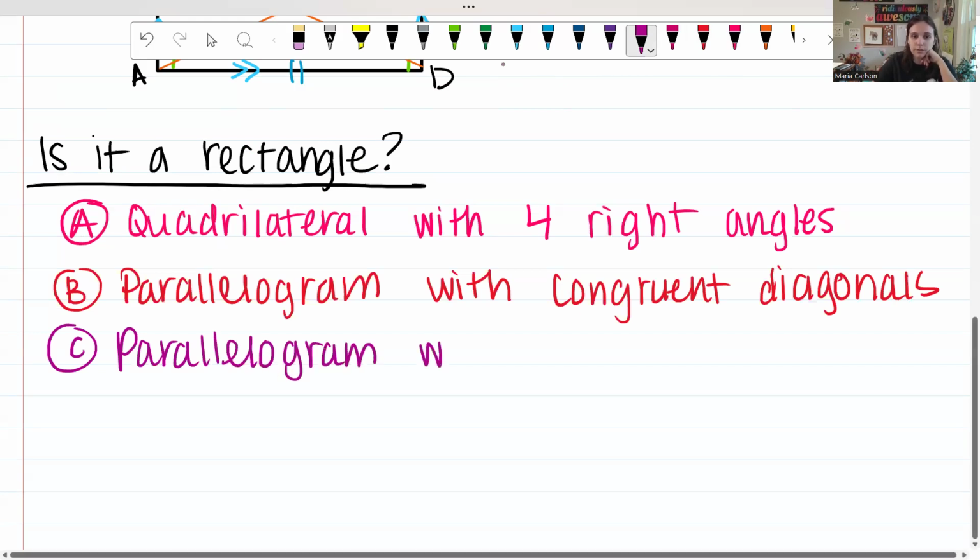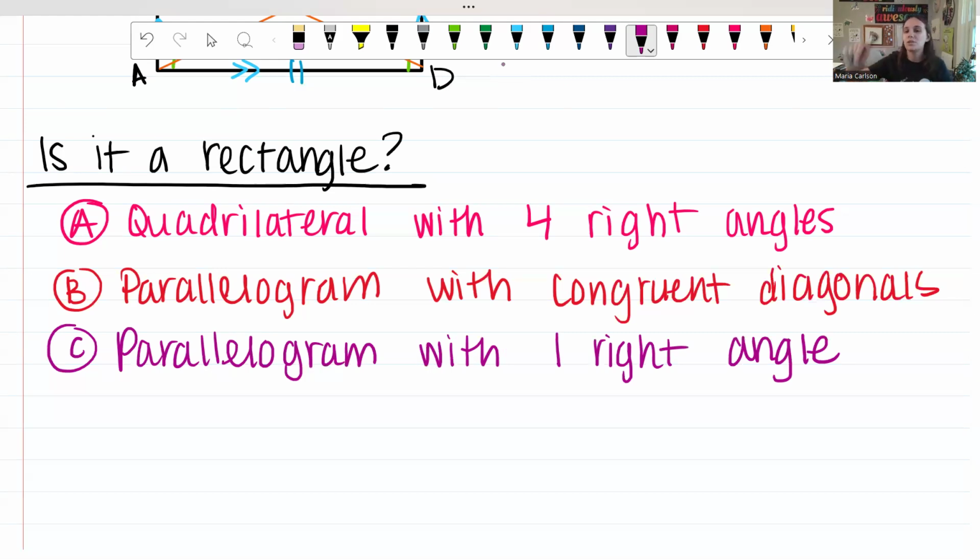The other shape that you know would be a rectangle would be a parallelogram with 1 right angle. So if you know it's a parallelogram, then you know that all of the properties of the parallelogram are true. So the opposite sides are parallel, the opposite sides are congruent, the opposite angles are congruent. So if you know that this parallelogram has 1 right angle, using those properties, using that consecutive angles are supplementary, you can show that that parallelogram with 1 right angle actually is a rectangle with 4. Let's look at some examples.